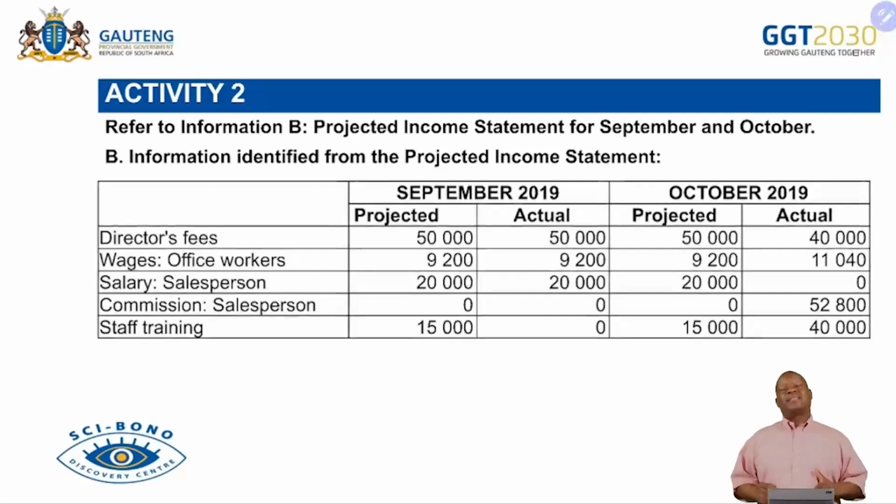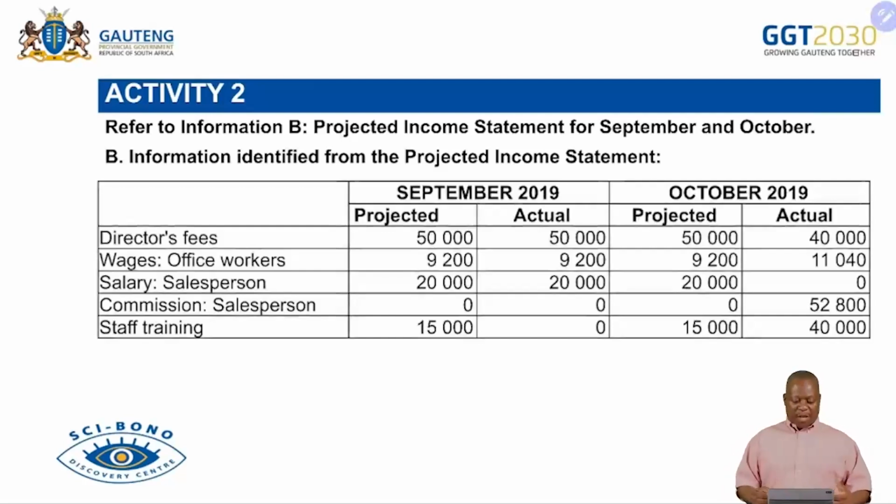So in this case, they are paid by commission because they brought more work to the business. Okay, but it only started in October, actually. Training of sales staff. In September, we had budgeted to train them for 15,000, but we never did any training. In October, we had budgeted another 15,000, but what happened? We ended up spending 40,000 on staff training. This information is very important if we are ever going to be able to answer questions given.